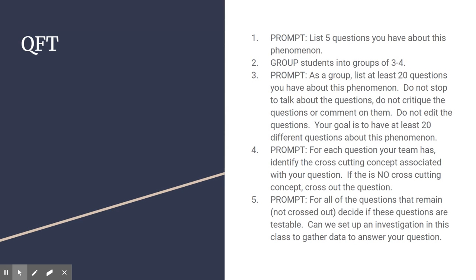Once they've organized by cross-cutting concept, your next prompt is: all the questions you have left, ignore the ones you've crossed out. Decide if you could test these questions in your classroom. Is it something that's easily testable? Allow students time to have that conversation. And if it is, you can have them circle their testable questions and cross out the ones that are not testable. That's perfectly fine, however you choose to have them do that.